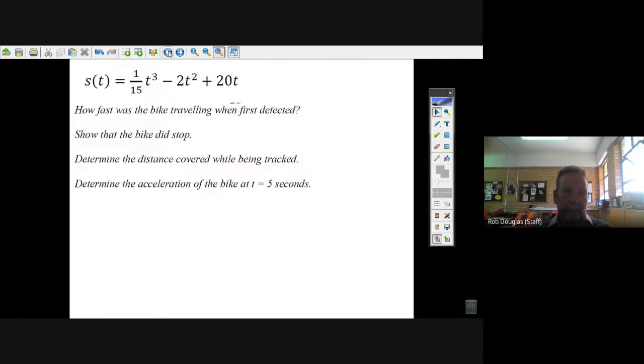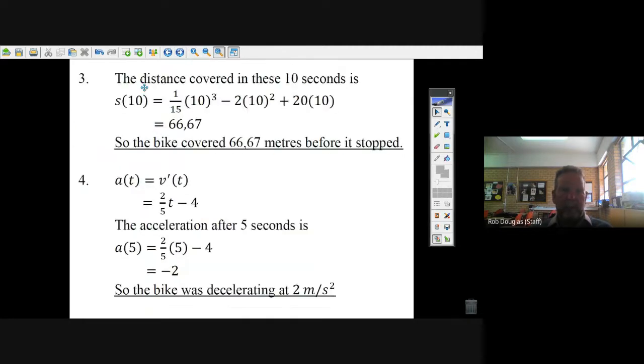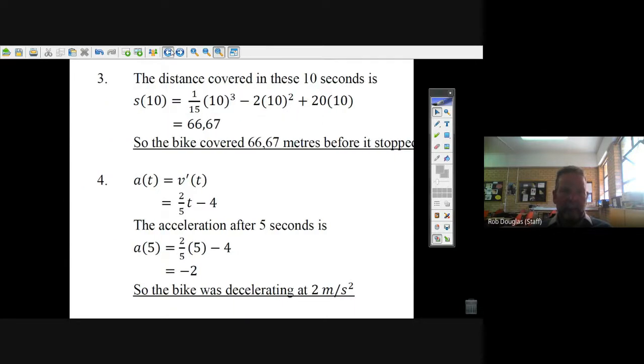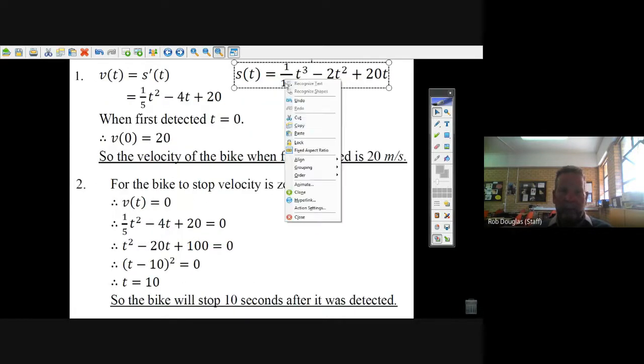Let's look at the next question. Determine the distance covered while being tracked. So we want to figure out the distance that it traveled. The distance covered in these 10 seconds. So how far did it go in 10 seconds, from 0 to 10? All we have to do is go back to the formula for distance, and the formula for distance is this one right here.